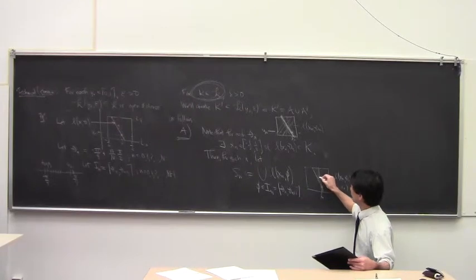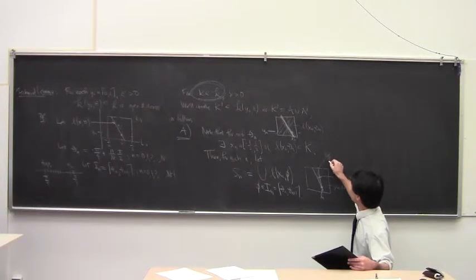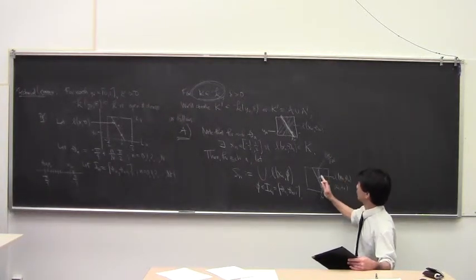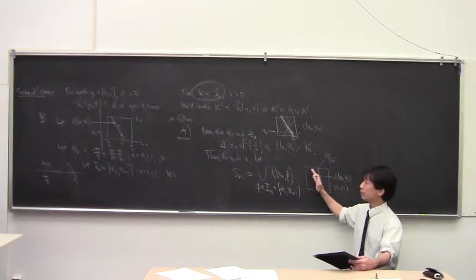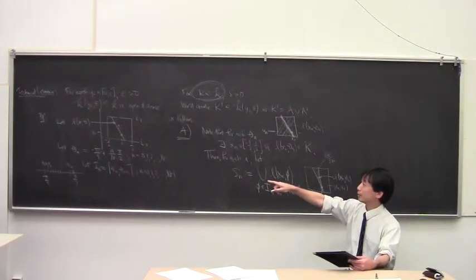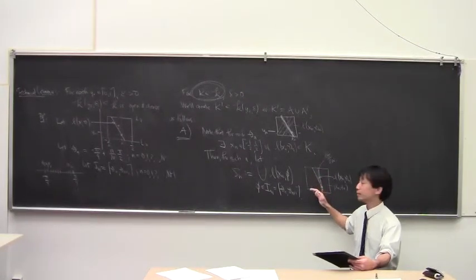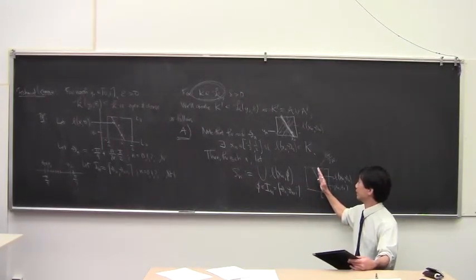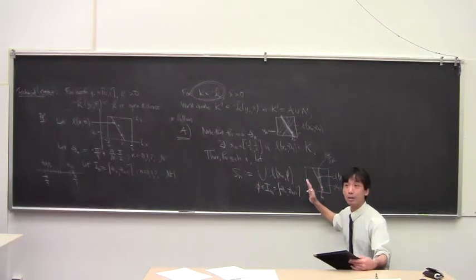So the angle here is pi over 2n. The angle that we span here is pi over 2n, because of how we define it. We do pi over 2 divided into n parts, and this is one of those intervals.